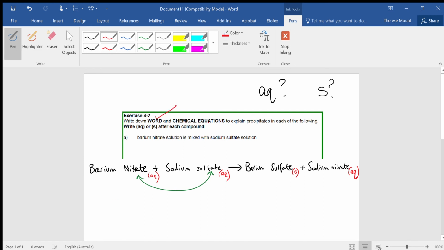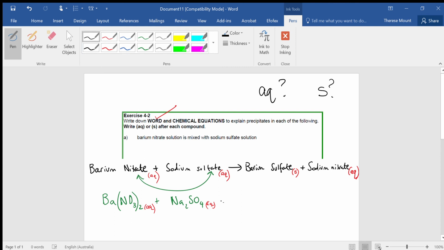Chemical equation. All right, let's do it. Barium nitrate. I need to look up my valency table and balance out my charges, do the cross method, etc. If you need help with writing these formulas, then please let me know because it's pretty important. So that's my formula for barium nitrate. Sodium sulfate is Na2SO4, and they're both aqueous.